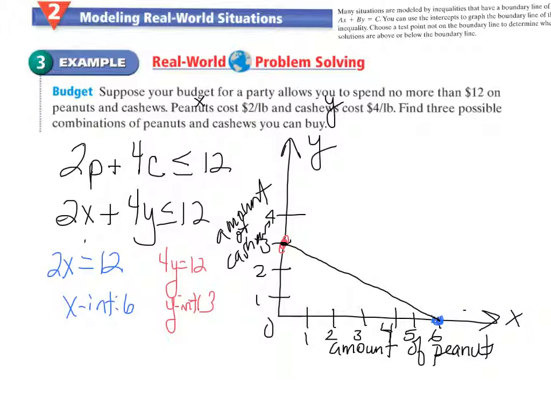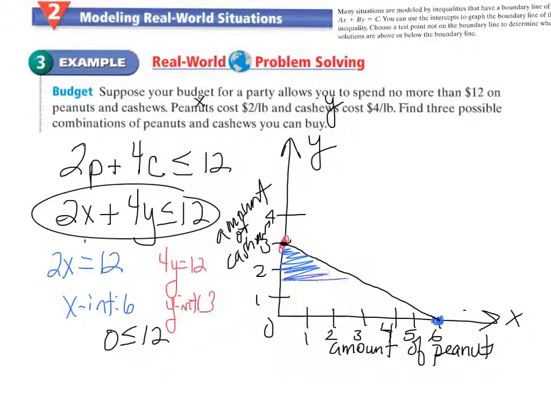I want to know what? Well, pick 0, 0. That's the easiest one. Plug in 0, 0 to your inequality. You would get 0 times 2 plus 0 times y. Basically, you're going to get 0 is less than or equal to 12. So, is that true? Is 0 less than or equal to 12? Yes. So then you'd shade. Now, you'd shade anything below the line, but the problem is you can't go into the negatives because you can't have negative amounts of peanuts and cashews.